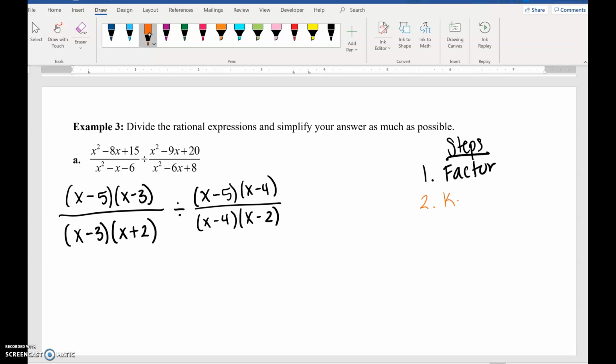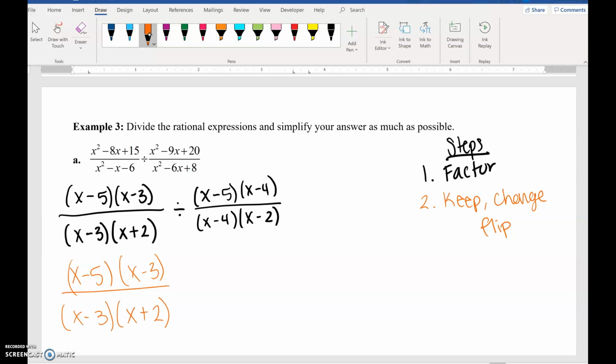So keep, change, flip. And that is just keep the first one the same. And then change the sign from division to multiplication. So we changed, and then we're going to flip this fraction. So x minus 4 and x minus 2 is going to come on the top. And then x minus 5 and x minus 4 is going to go on the bottom.